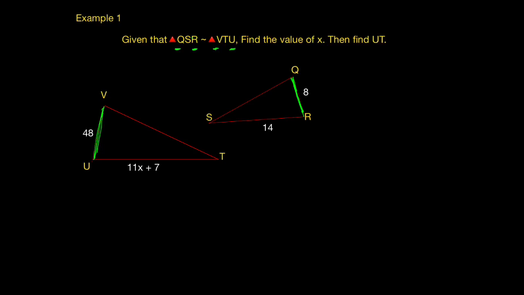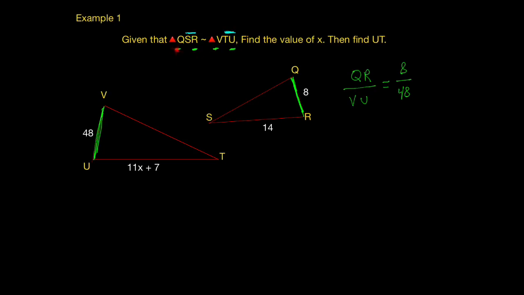So let's go ahead and create that ratio. Then I have QR over VU. QR has a length of 8 and VU has a length of 48. I'm also given another length, and that's 14. And 14 is the length SR. So I'm going to go back here and I'm going to underline SR. That's going to correspond to TU.